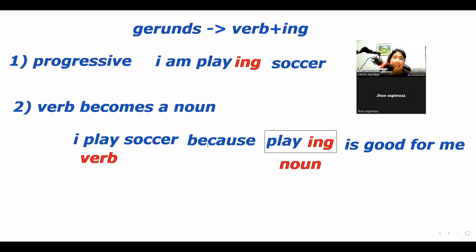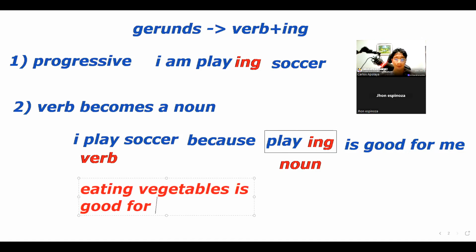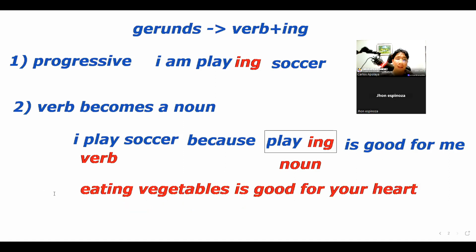So now, for example, you say, eating vegetables is good for your heart. Up to this point, no questions, right? You can include the word not in the negative form. You say, not eating vegetables is not good for your health. It's not, and this is the contraction isn't.